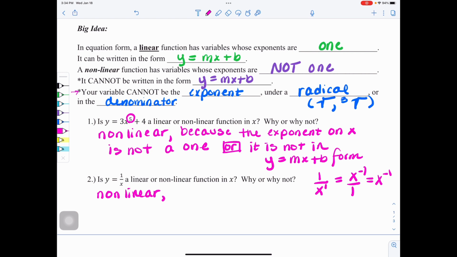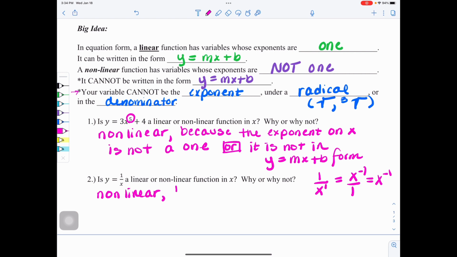So that's why anytime you see a variable in the denominator, it's nonlinear. That means it originated from a negative exponent. The exponent rule was used on it, and that's what changed it into the positive on the bottom. So we have to be really careful here that we don't think the exponent on this x is a 1. It is not a 1.